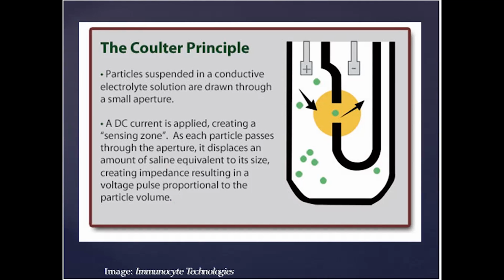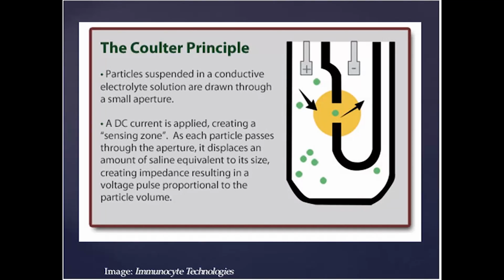Here you have the green dots representing cells that are in a salt solution or an electrolyte solution. We use an electrolyte solution that comes from the company Coulter, and it's called isoton. So you have these cells suspended in the electrolyte solution, and they are being drawn through the opening here, and this is circled in yellow. This is the opening called the aperture.